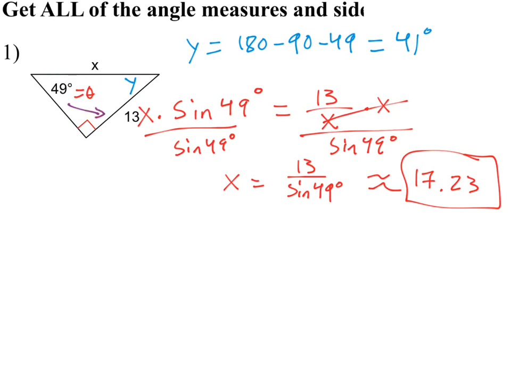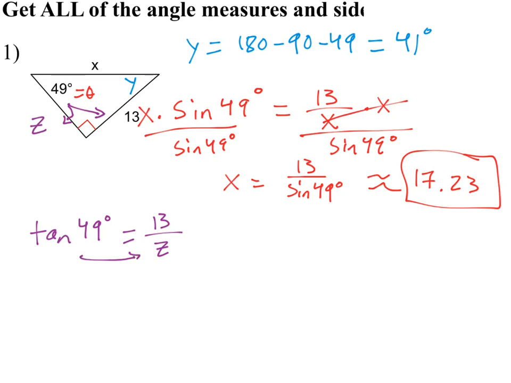And then we're going to use the opposite side, and then we need to get this adjacent side, which we call z for the time being. And so the trig function that uses opposite and adjacent is tangent. So tangent of 49 degrees is equal to 13 over z. So yeah, it's opposite over adjacent, and adjacent's the side we don't know.